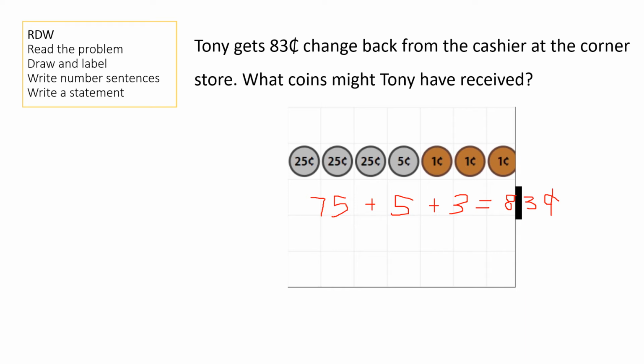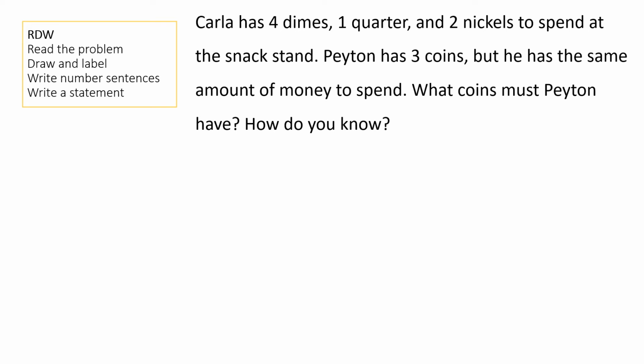Let's try another problem. We are again going to follow the RDW strategy to solve this story problem. Our first step is to read the problem. Follow along as I read the problem out loud. Carla has 4 dimes, 1 quarter, and 2 nickels to spend at the snack stand. Peyton has 3 coins, but he has the same amount of money to spend. What coins must Peyton have? How do you know?